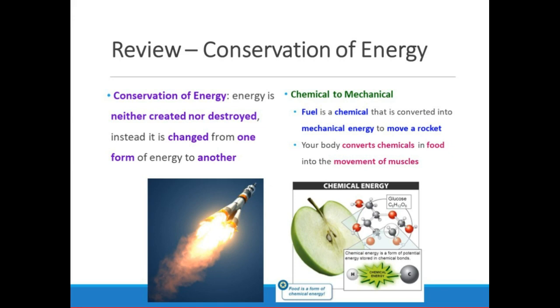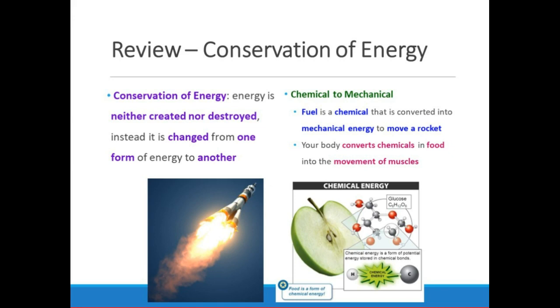Instead, it just gets changed from one form to another. Okay, so thinking about this, what this means is that the amount of energy in the universe is always the same. The amount of energy never gets deleted, and it never gets new energy in the universe. Instead, we just change it from one type of energy to another type of energy.